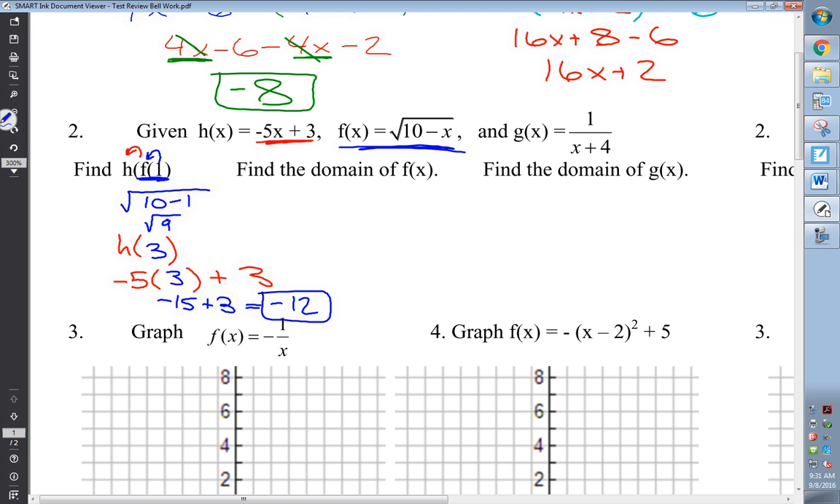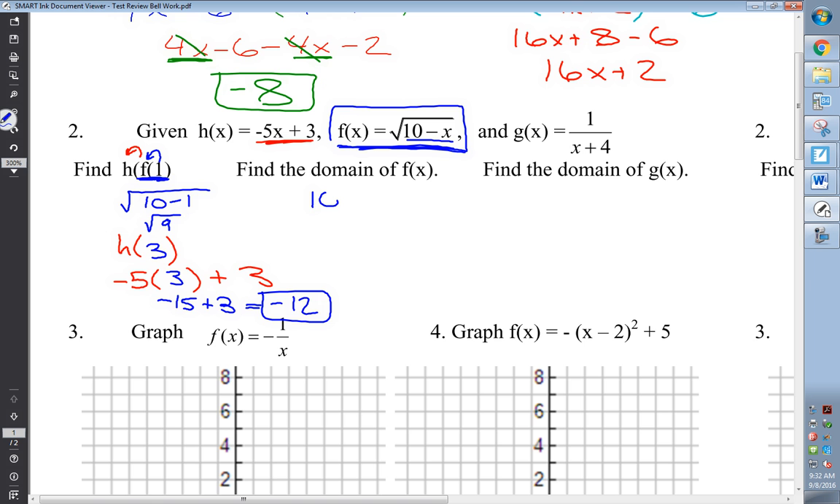The next one says find the domain of f of x. Here is f of x. We did domain yesterday. Remember, every time we do a domain problem, we're asking ourselves 2 questions. Is it a fraction or is it a square root? So, Taylor, is that a fraction? No, it's not a fraction. Is it a square root? Yes, it's a square root.